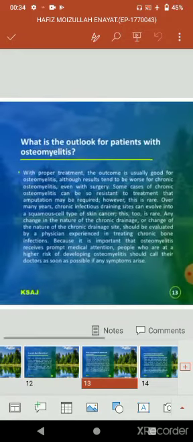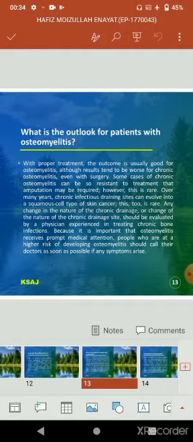What is the outlook for patients with osteomyelitis? With treatment, the outcome for acute osteomyelitis is often good. The outlook is worse for those with long-term or chronic osteomyelitis. Symptoms may come and go for years. Even with surgery, amputation may be needed, especially in people with diabetes or poor blood circulation.